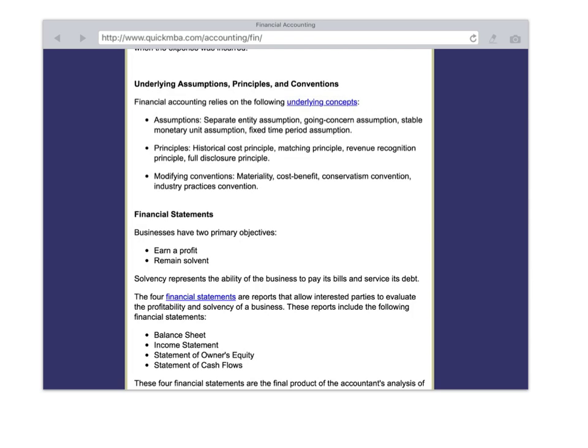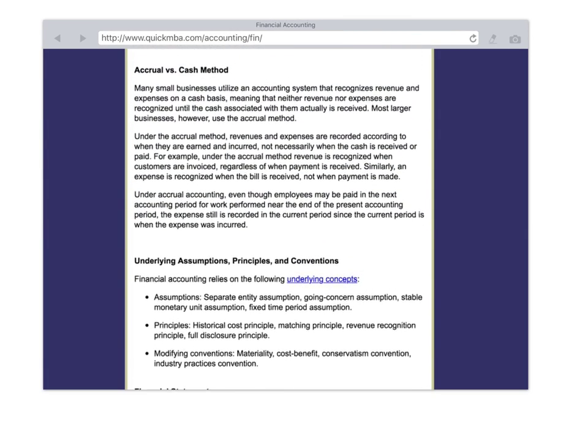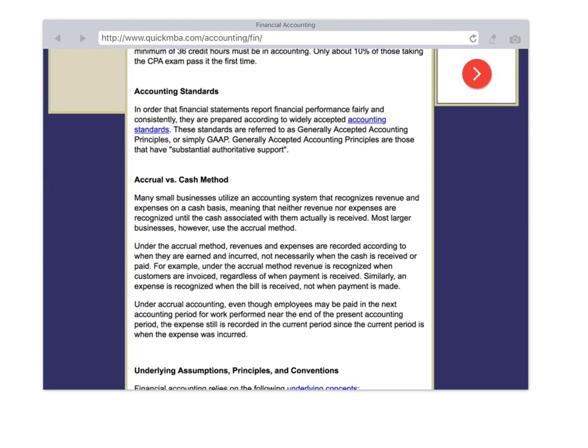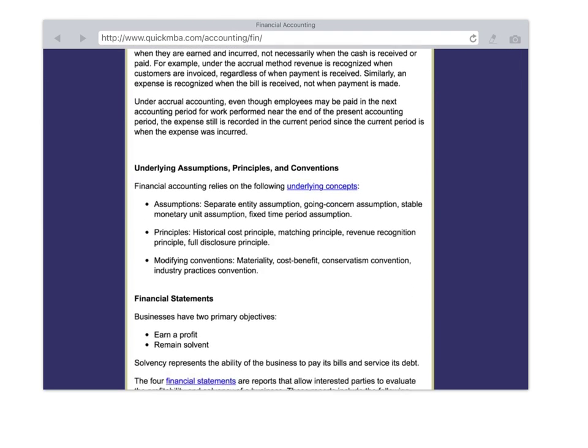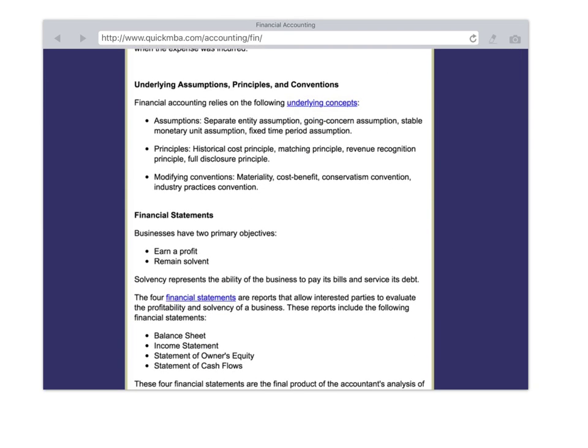So this screen talks about the basic introduction to financial accounting. Some of the biggest assumptions include the fact that there's two different types of methods of accounting, accrual and cash. Accrual means that you record the expense when it happened. Cash means that you incur the expense when you've actually paid. There's also some general accounting standards that have been set up so that everybody's kind of going by the same methods. So here are some underlying assumptions that there are separate entities, going concerns.